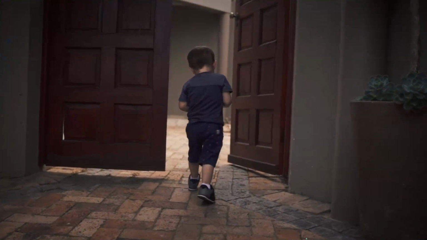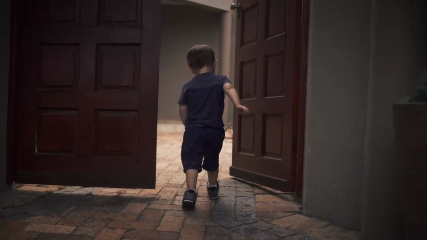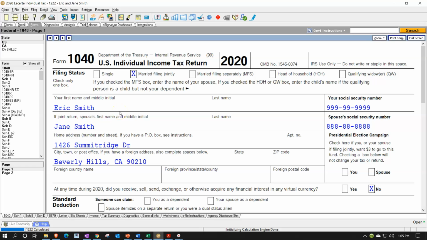Come in, relax with Income Tax 2020. Here we are in our Lacerte tax software. You don't need the Lacerte tax software to follow along, although I do think they have a 30-day free trial, so if you can get access to a promo or demo version of it or any other tax software, it could be a good tool to practice with.